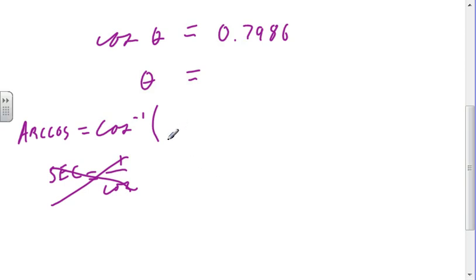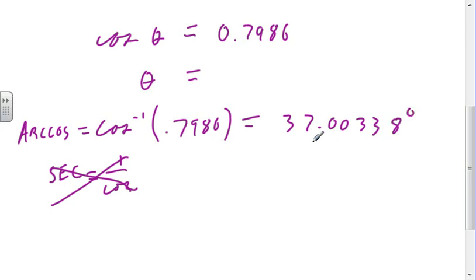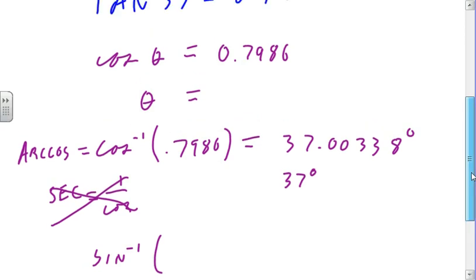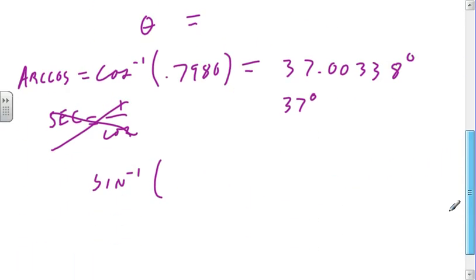So then I'd put in 0.7986, and I'd come up with 37.00338 degrees. And then we would say, well, we call it 37 degrees. I do the same thing. I look at the arc sine of 0.6018.